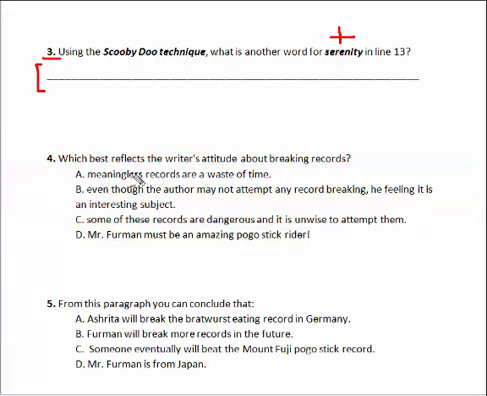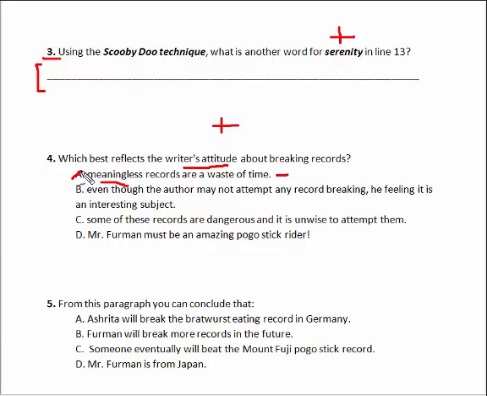Number 4, which best reflects the author's attitude about breaking records? We know that breaking records, the author thinks that this is pretty cool. It's positive. We're going to have an answer choice that is going to be positive as well. Let's take a look at the answers, starting with A. Meaningless records are a waste of time. Meaningless is negative using the good stinky rule and can be crossed out.